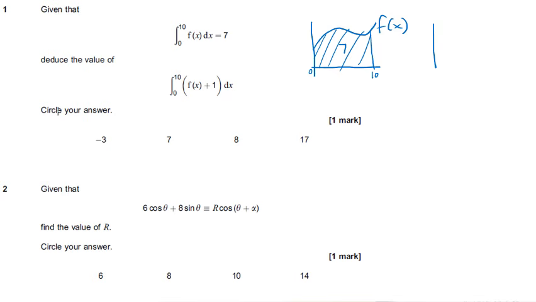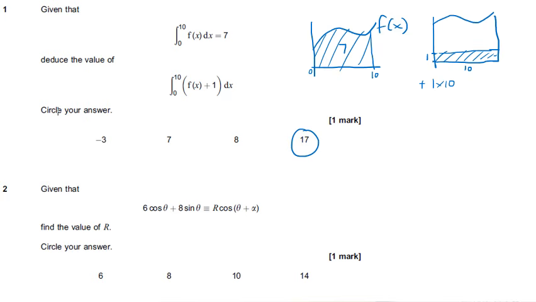Now, if we add 1 to a function, that represents a vertical shift upwards by a unit of 1. So basically the area is increased by this amount underneath here, which has a height of 1 and a width of 10. So we're adding on 1 times 10 to the area. So the answer is 17.